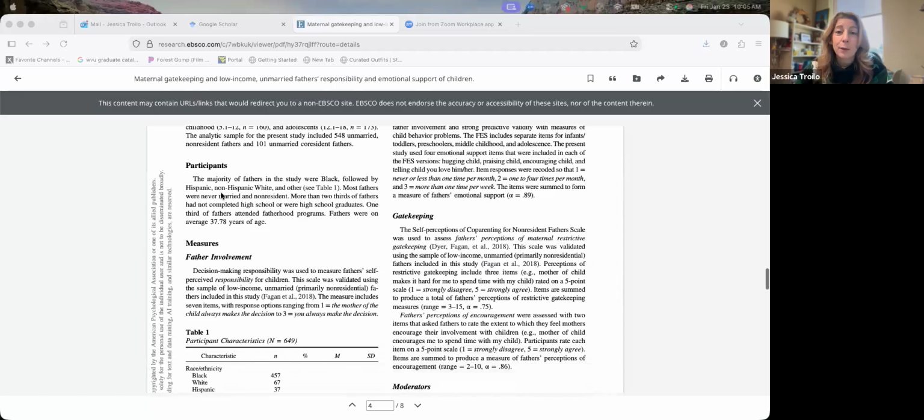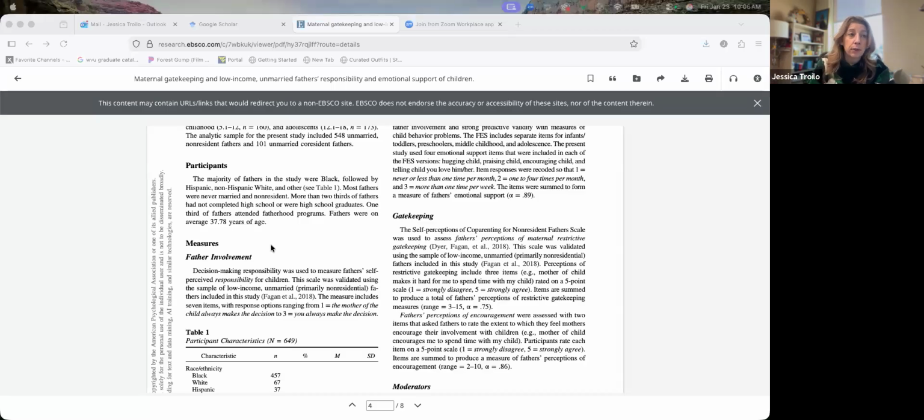Okay, I'm going to go down to where it says participants. Most were Black. And then, so I get my racial information of who is in the study. I knew from up above that they were being recruited from more poor areas. Most were never married. So I'm going to take notes on those things. Most had not completed high school. I'm going to write that down. One third attended fatherhood programs. I'm going to make a note of that. And then I'm going to make a note of the age.